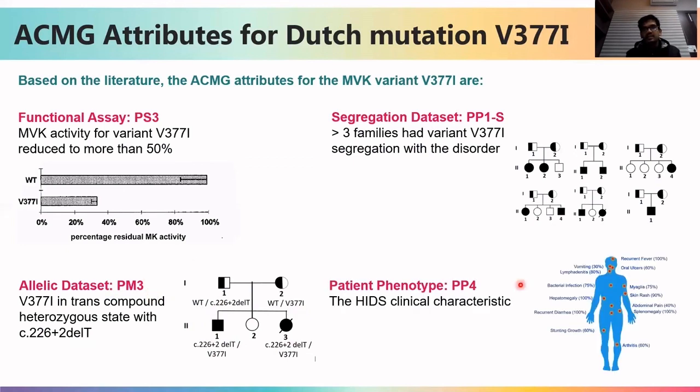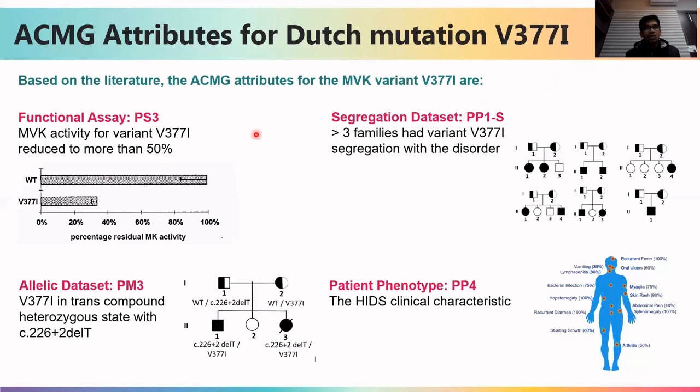And the last is PP4. There are 4 criteria that need to be fulfilled, and the first criterion, which is the most important, is that the patient phenotype should match distinct clinical features. In this case, V377I in MVK matches the distinct clinical features, that is recurrent fever and myalgia. So you'll mark it with PP4. So for the literature screening for V377I, we have 4 attributes which are satisfied.